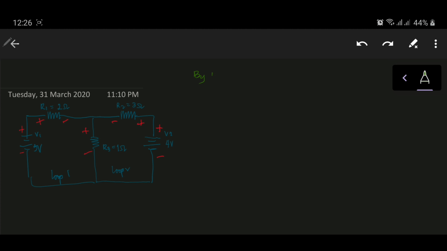So at loop 1, the summation of the voltages is equal to 0. So as a recap, Kirchhoff's voltage law says that the sum of all the voltage sources and the voltage drop present in a closed loop must equal to 0. Okay.